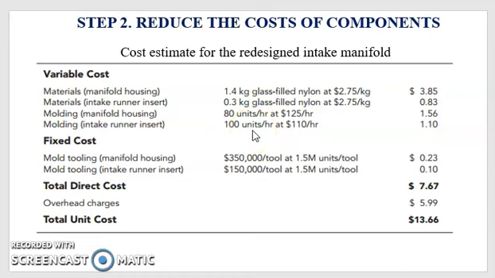The total cost per unit of the redesigned intake manifold comes out to be $13.66, which is significantly less than the total cost of the original intake manifold. The total cost per unit for the original intake manifold is about $30.65. So a saving of around $20 per unit is obtained by redesigning the air intake manifold, or by changing the material of the manifold.